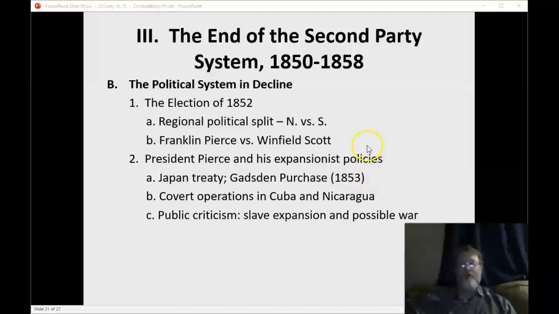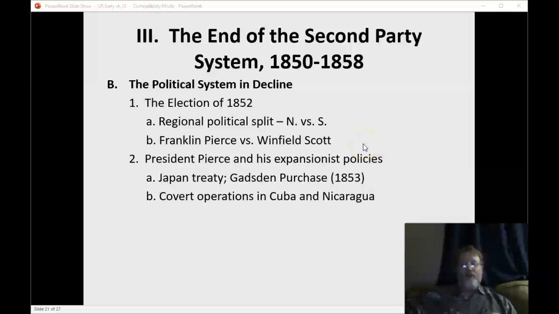He also supports covert military operations in Nicaragua and Cuba. He almost starts a war with Spain. Spain claimed Cuba. Cuba was considered a Spanish colony. So when we start to invade Cuba, obviously for the sugar plantations, and to expand slavery into Cuba, Pierce actually wanted to take over Caribbean islands and make them part of the U.S. to expand slavery. Here's the deal, very simply put. He believed there was now so much resistance to expanding slavery across the U.S. He believed there was another direction to go.